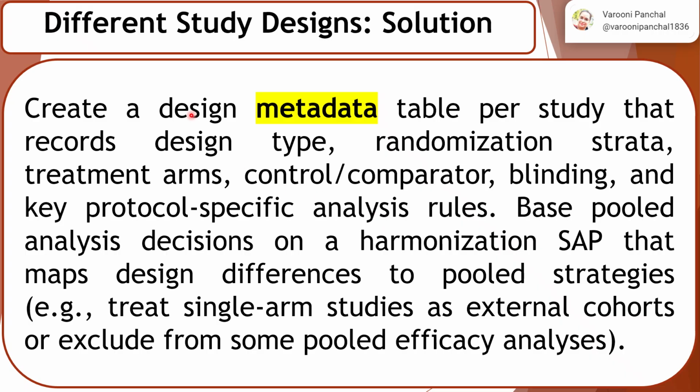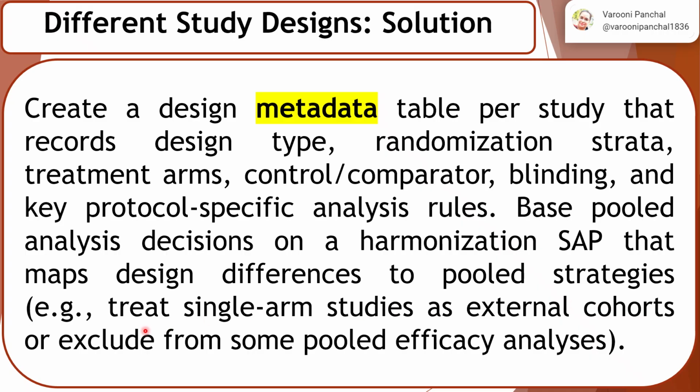Now the solution here is to create a metadata table that will include records related to design type, then randomization strata, then treatment arms, control or comparator, or it could be placebo, then the blinding type, whether it's blinded, double blinded or open label, then the specific key protocol and specific analysis rules that you are designing. Now all these pooled analysis decisions should be based on the harmonization SAP. Harmonization is nothing but syncing into a common strategy that needs to be applied to the 12 studies. Now that maps design differences to the pooling strategy.